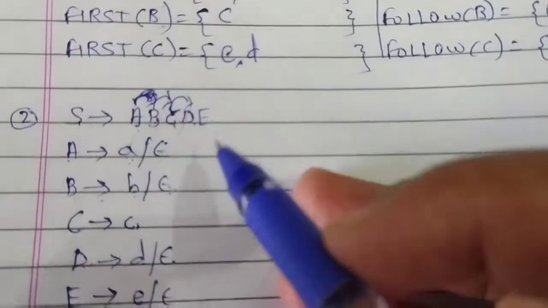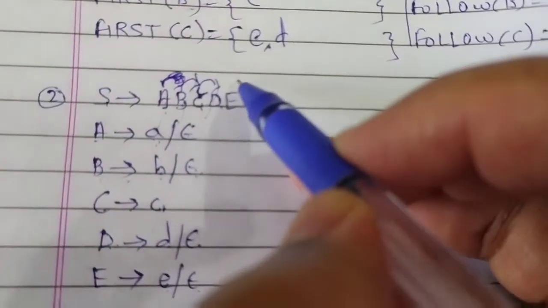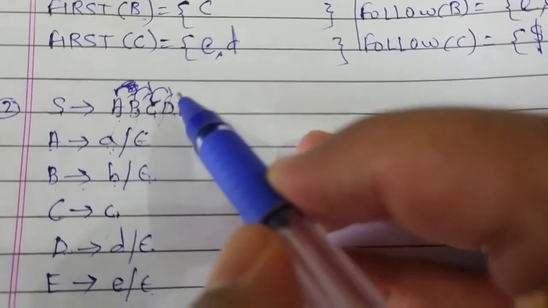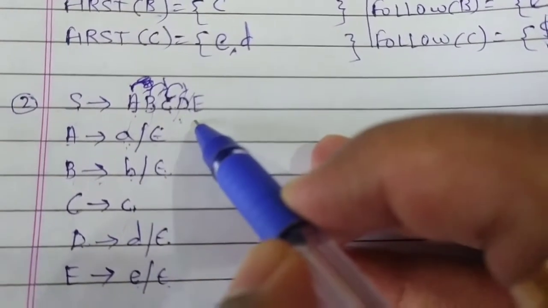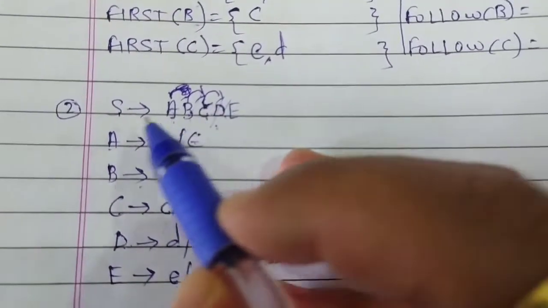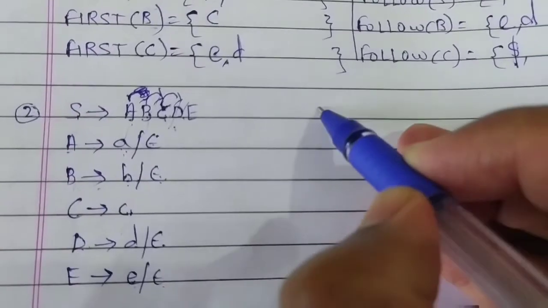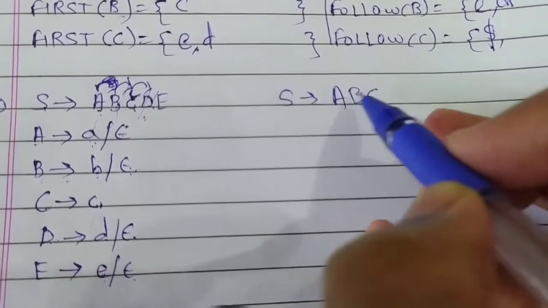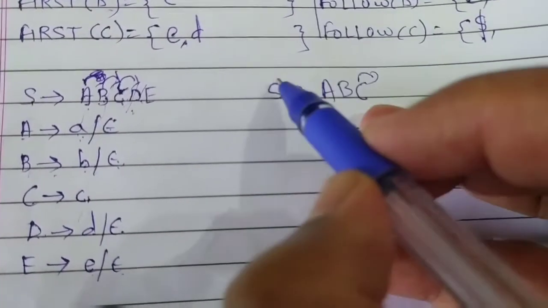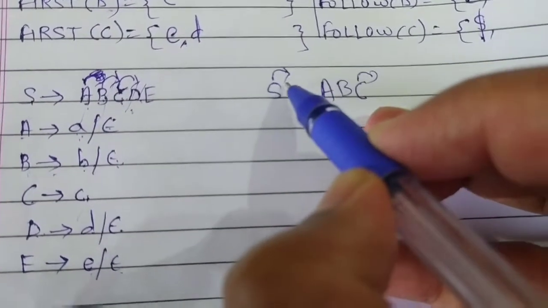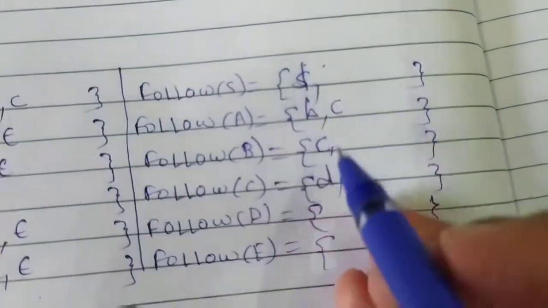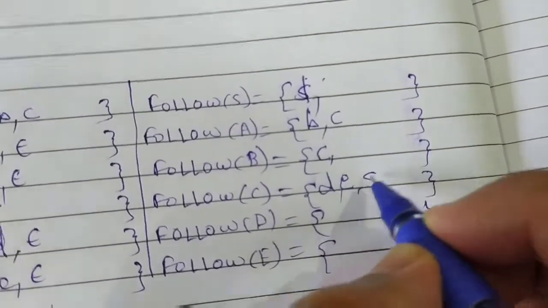Now if you put epsilon there, again this will get removed. So now capital C, no one is following capital C. This is also removed, this is also removed. But this completely is formed from this. So actually it will become this A, B, C, and both are removed. Now who is following C? Nothing. So whoever is following capital S, that will follow capital C. So what is the follow of capital S? Dollar. So it will become dollar.